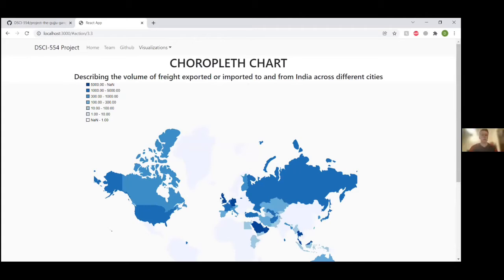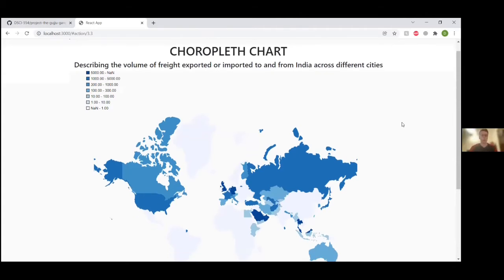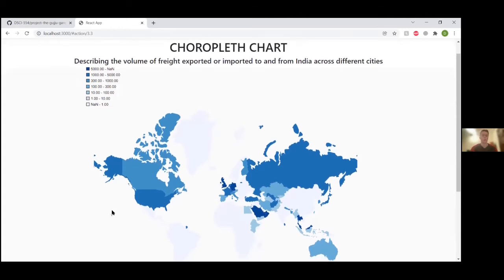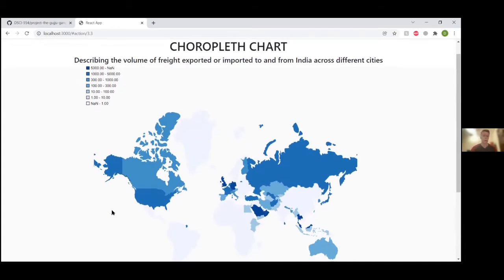So this chart is a Choropleth chart that describes the total volume of freight exported to and from India across different countries. So each country is filled in with a color that corresponds to the amount of freight, and it's based off of the countries that we have our data for. So the darker the shade of blue, the more freight is imported to that country.